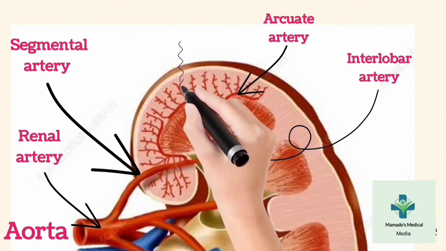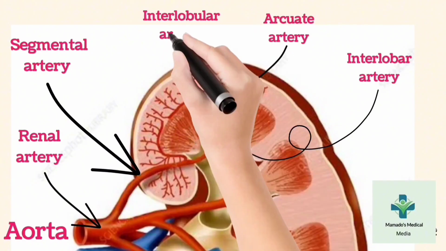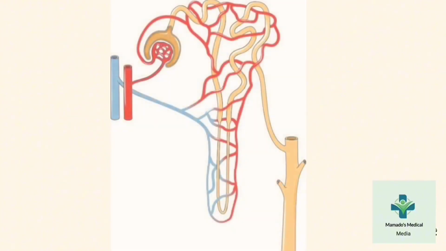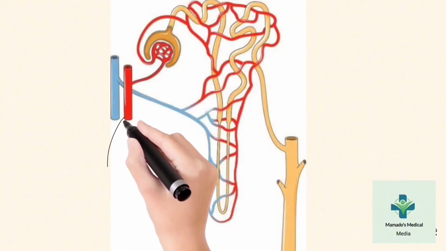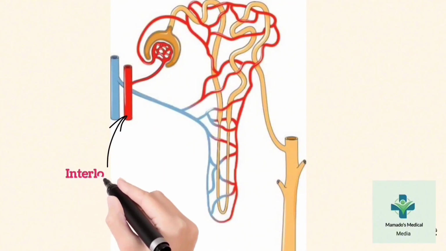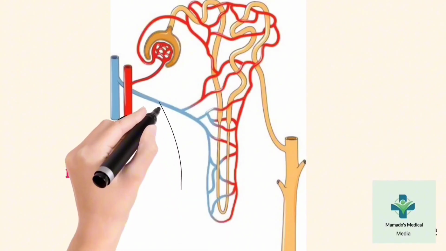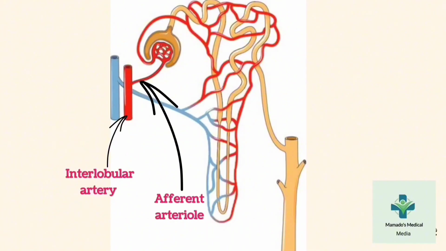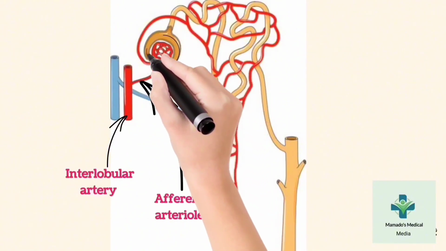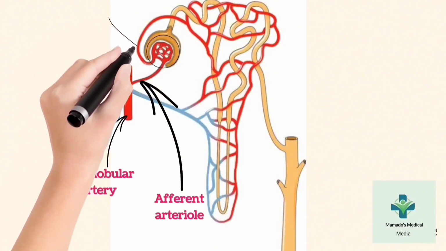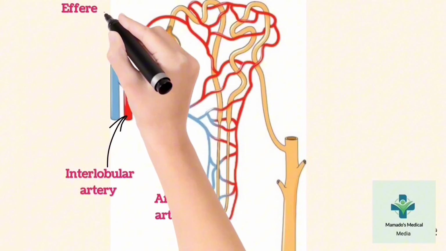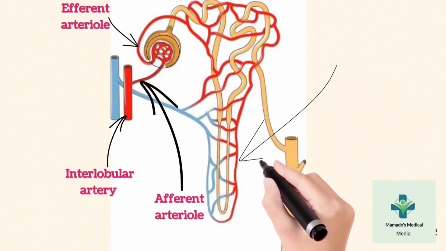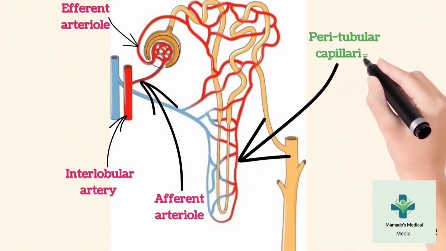Then come the interlobular arteries, shooting up into the cortex. From these, tiny afferent arterioles branch off, and those are vessels that feed into the glomerulus of each nephron. Now here is where it gets really interesting. After blood is filtered through the glomerulus, it exits through the efferent arteriole, and what happens next depends on the type of nephron. In cortical nephrons, the efferent arteriole gives rise to the peritubular capillaries.